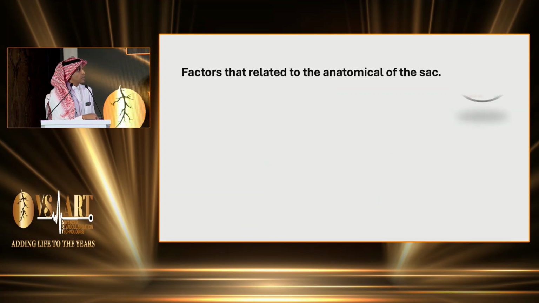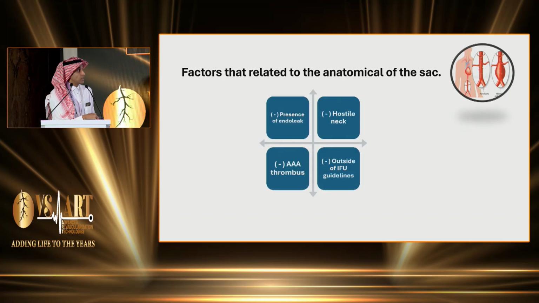The other factors related to the sac are as follows. The presence of an endoleak is a negative factor, and a hostile neck is also a negative factor. The presence of abdominal aortic thrombus is a negative factor, and use of the stent outside of the IFU guidelines is also a negative factor.